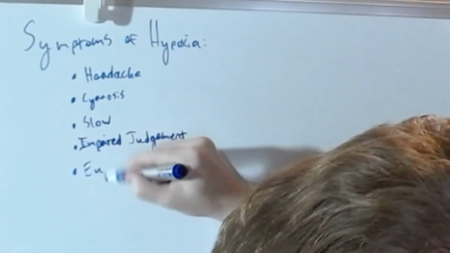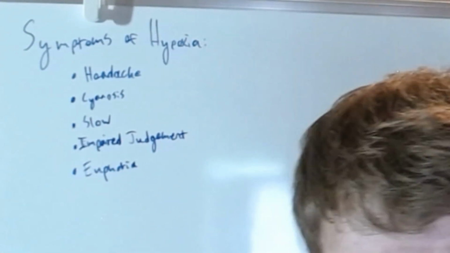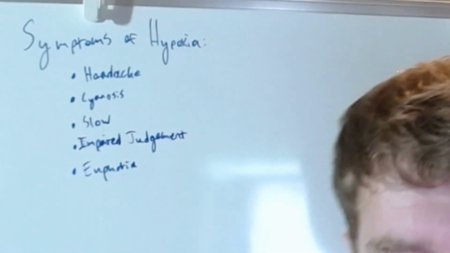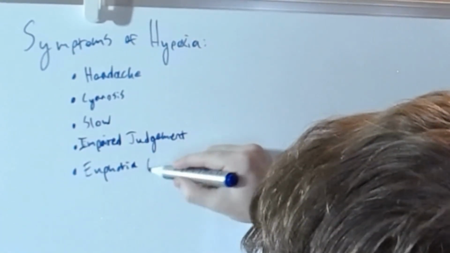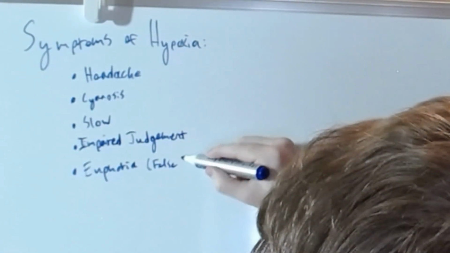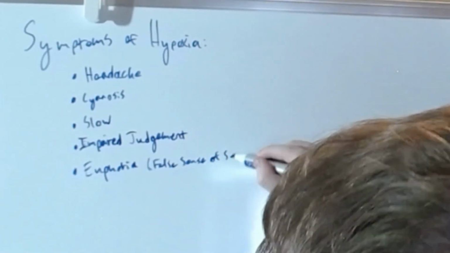Euphoria. This one, extremely dangerous. I think if you were to do a list of what the most dangerous symptoms are, euphoria would probably be up there. Because euphoria is a false sense of joy or a false sense of security, we'll say.